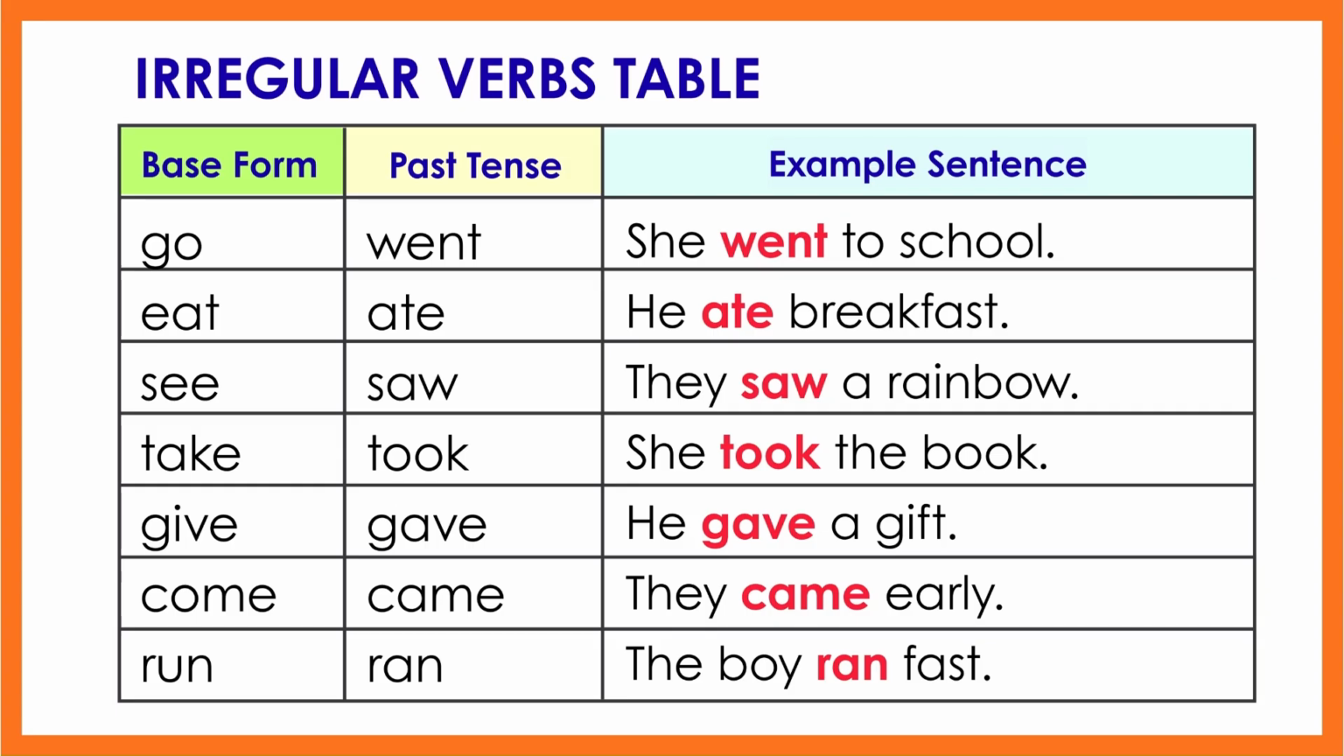The base form is go, and the past tense is went. Example sentence, she went to school. The base form is eat, and the past tense is ate. Example sentence, he ate breakfast.